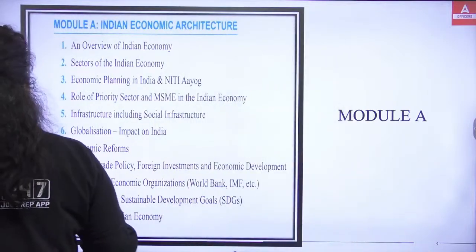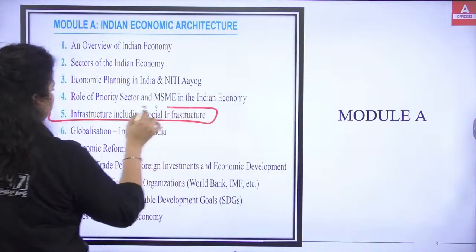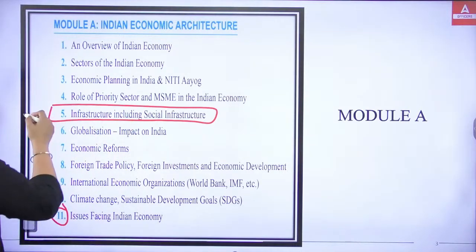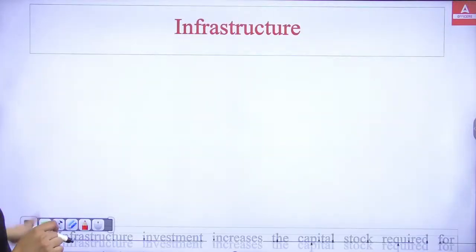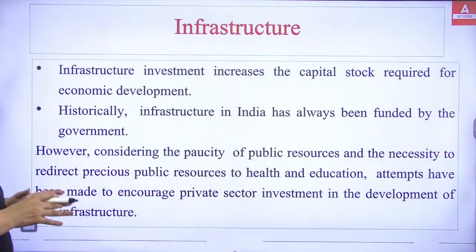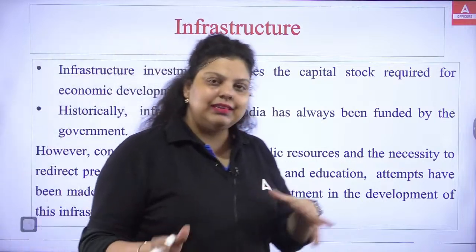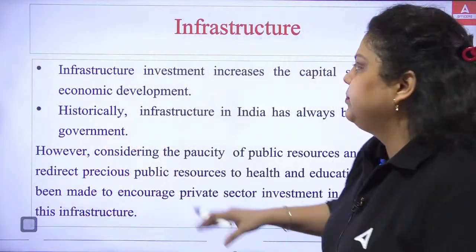Now, Module A, unit number 5, we are talking. In Module A, we have a total of 11 units. We are discussing unit number 5. Let's start. So, the basic understanding I have given you about the infrastructure. Now, let's have a certain theoretical study.